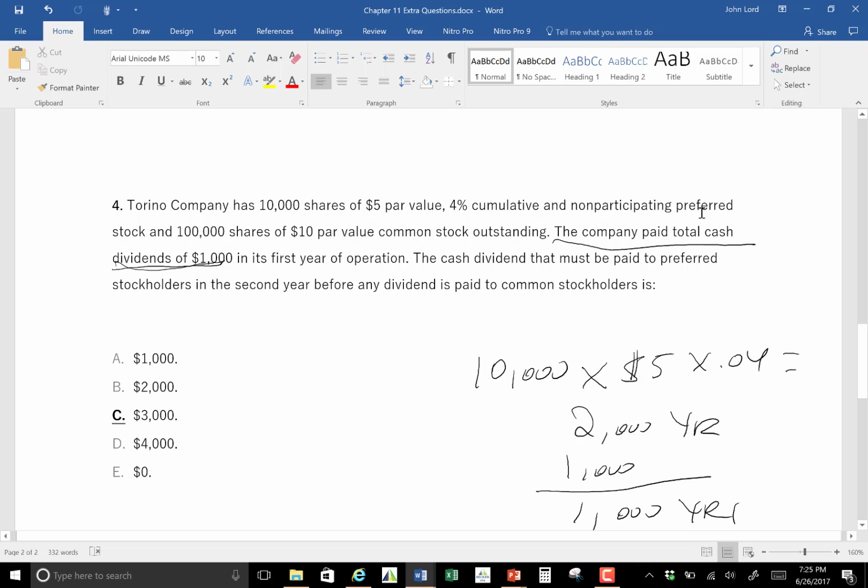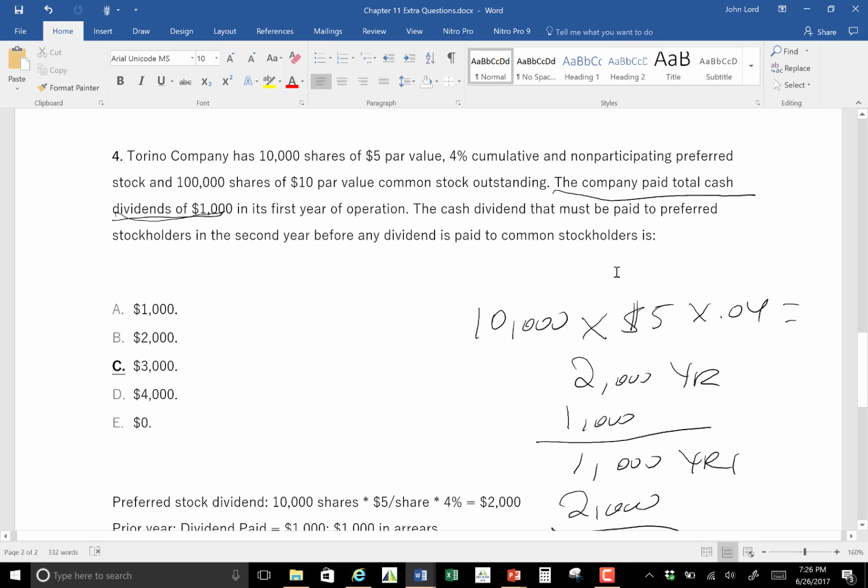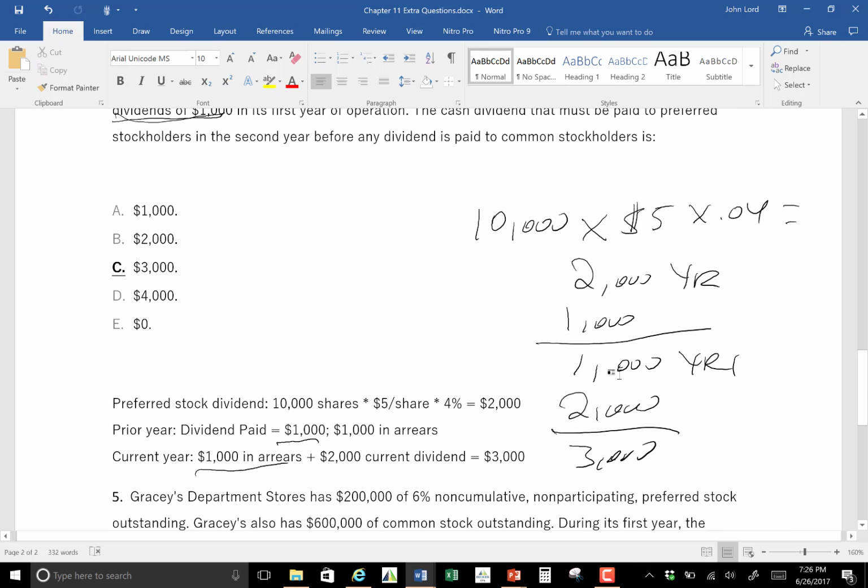they'd say they paid. By the way, they don't have to say they paid. They could just say they declared, but whatever. If they declared it, it's a $1,000 dividend. So that's that $1,000, okay? But they owe them $2,000 per year per the deal, don't they? The deal is 10,000 times $5 times 4%. That's $2,000 a year, right? They paid them $1,000, so they still have $1,000 coming, don't they?